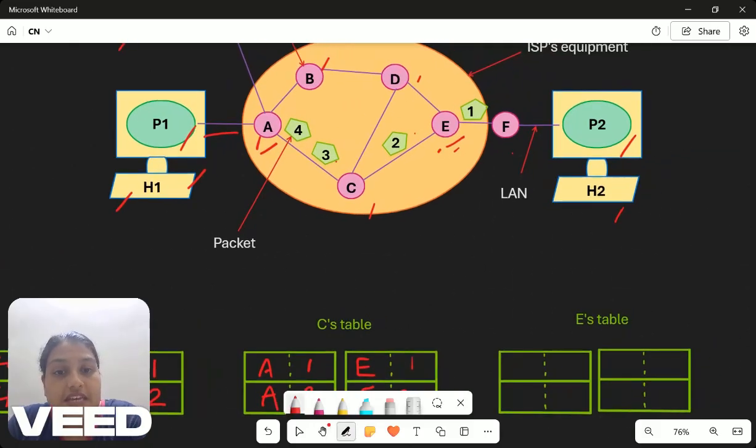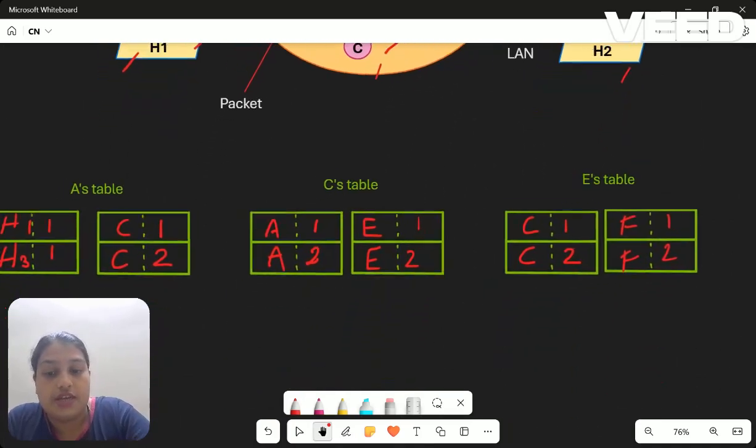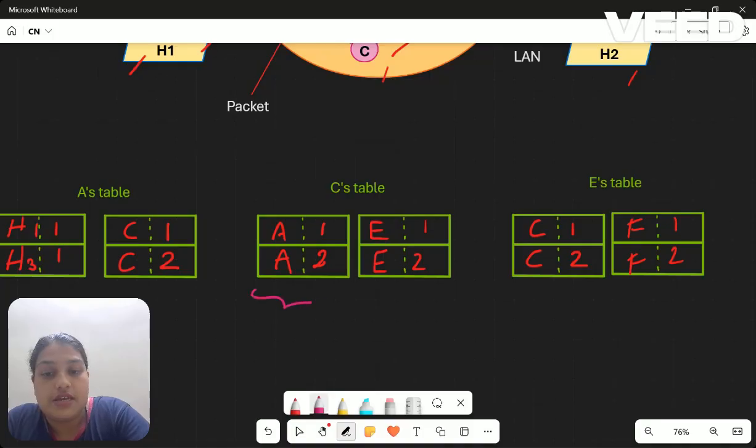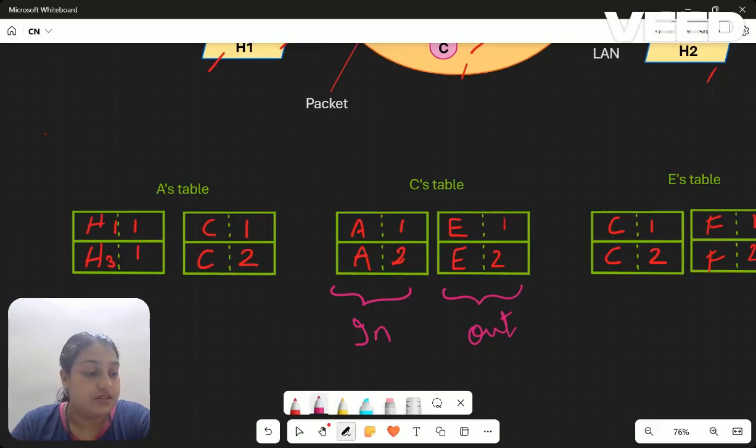Okay, now I am taking E. It is coming from C and it is going to F. So C, and then the identifiers will be 1 and 2, and it is reaching its destination as F. So F, 1, 2. So here I can write this is the in part and this is the out part. Okay. This is about connection oriented service.